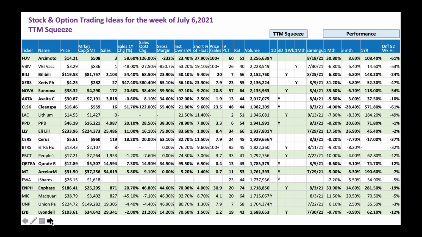So next we got one more page here. As you can see here, we got Arcimoto, Billy, one of my favorite stocks here, Nova, and so on and so forth. The ones you have in the green background, you could look at initiating a long position here by buying the stock itself, a call option, or a call spread.